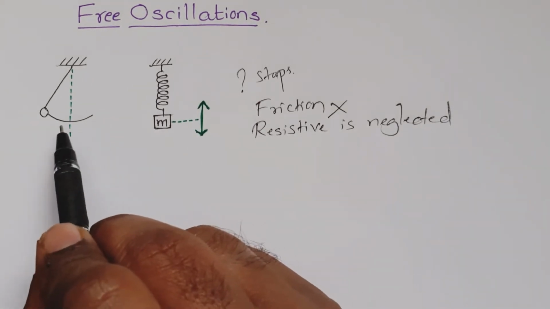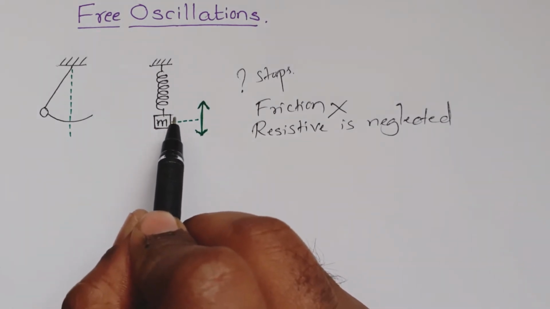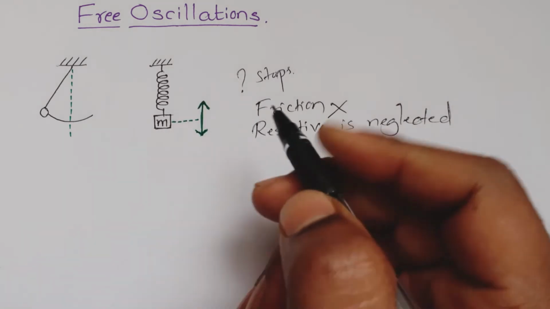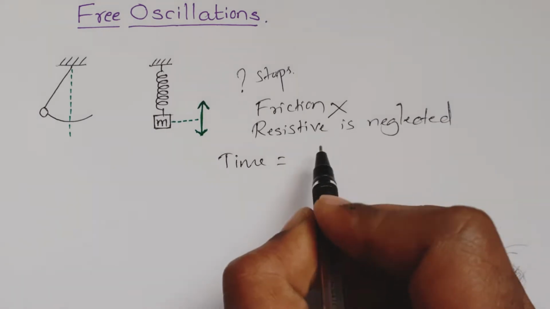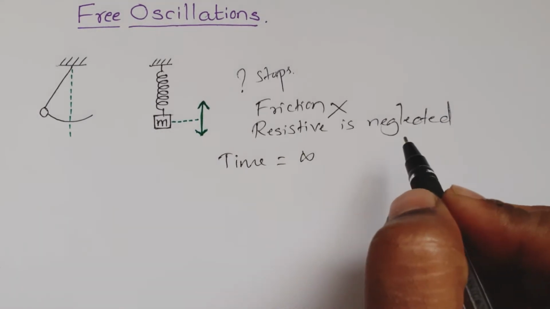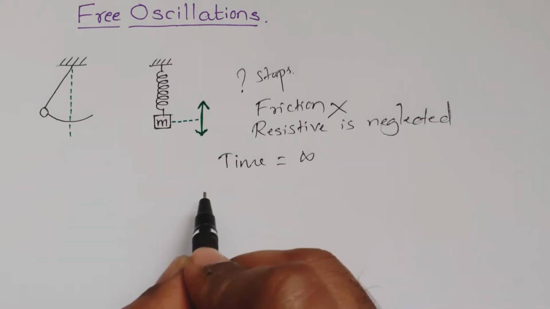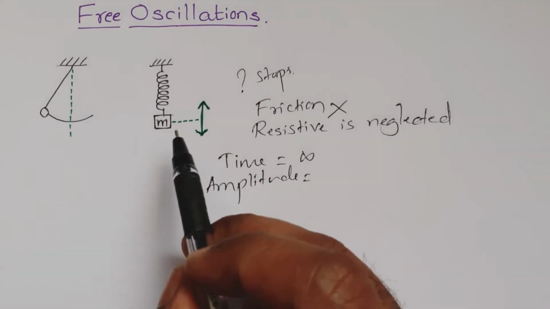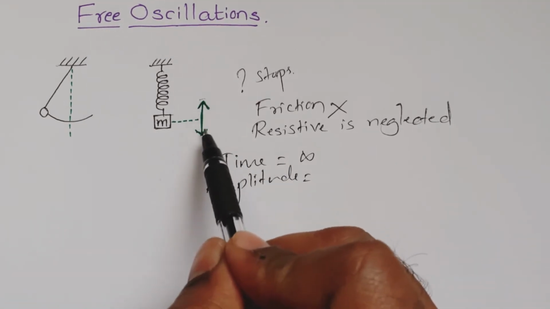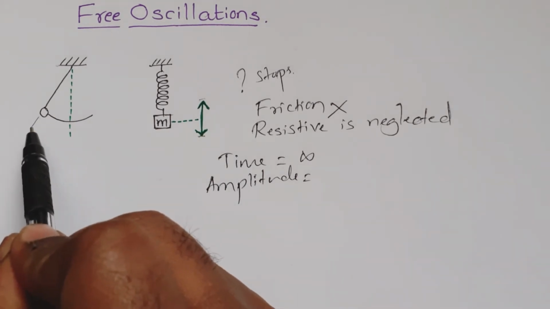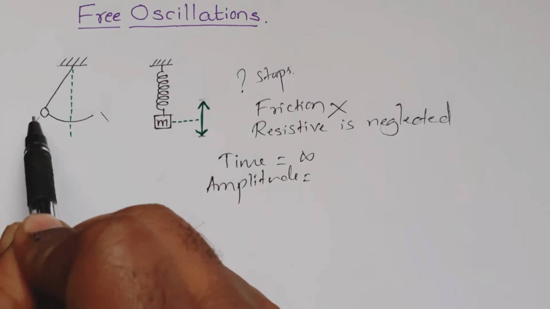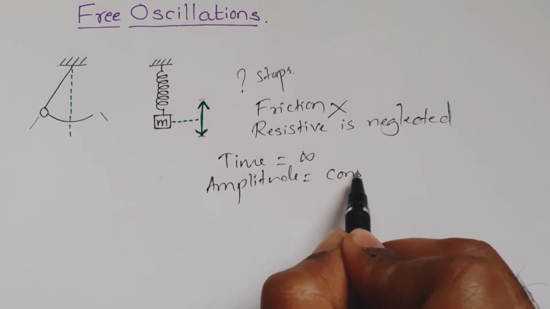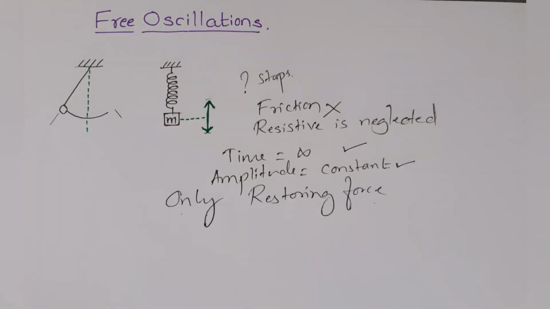When we neglect the frictional or resistive force from these examples, the oscillations will go on forever. The time of oscillation is infinite. And then the amplitude. What is amplitude? Amplitude is the maximum displacement taking place. It goes till here and comes back till here, making the oscillation. This is the amplitude, the maximum displacement. The amplitude remains the same, that is, we get a constant amplitude in free oscillation.